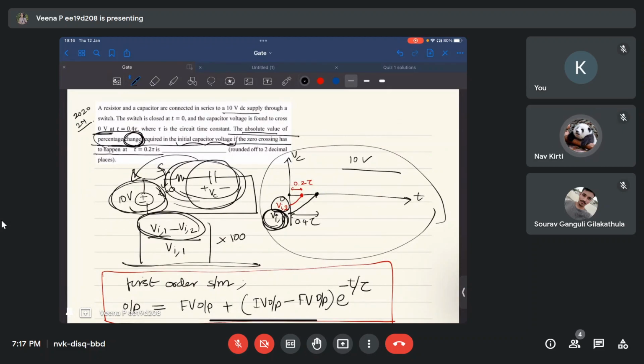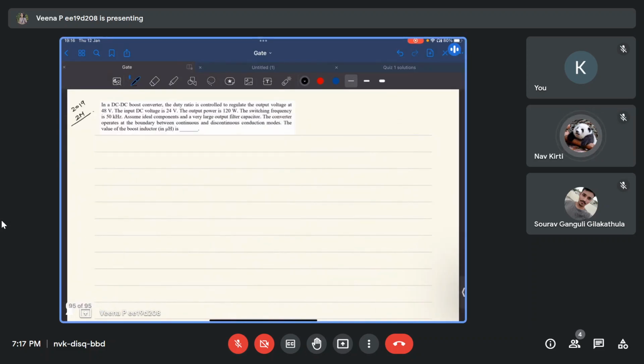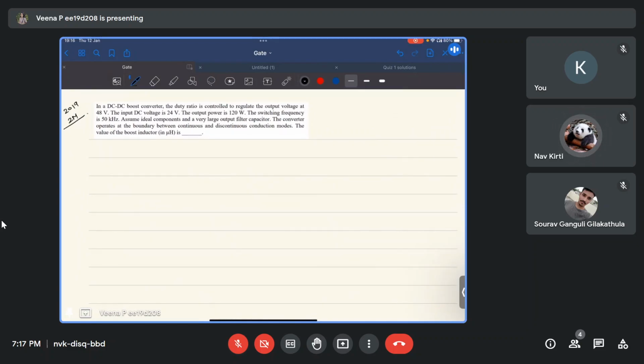Okay. We'll move on to the next problem, which is from GATE 2019 for 2 marks. In a DC to DC boost converter, the duty ratio is controlled to regulate the output voltage at 48 volt. The input DC voltage is 24 volt. The output power is 120 watt. The switching frequency is 50 kilohertz. Assume ideal components and a very large output filter capacitor. The converter operates at the boundary between continuous and discontinuous conduction modes. The value of the boost inductor is. Is the problem clear?